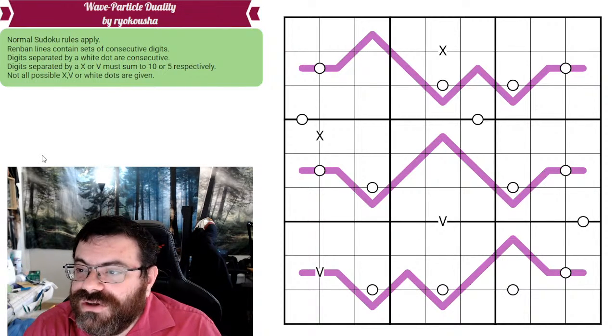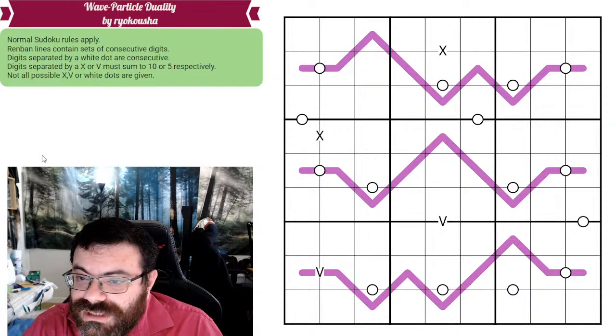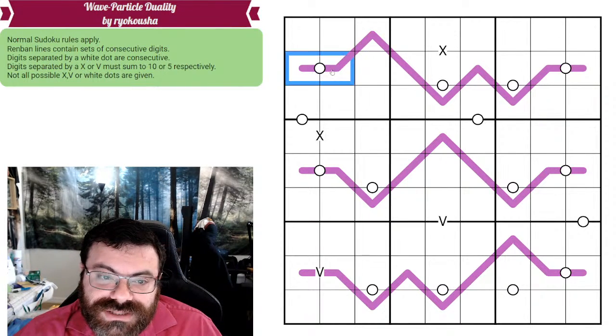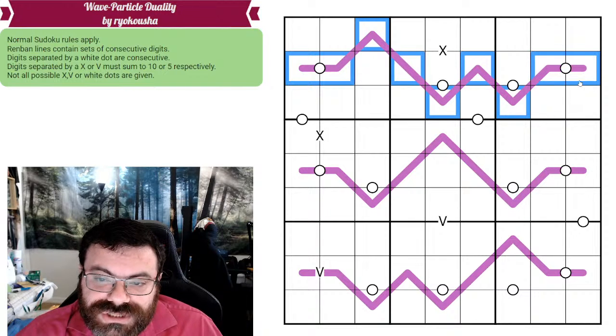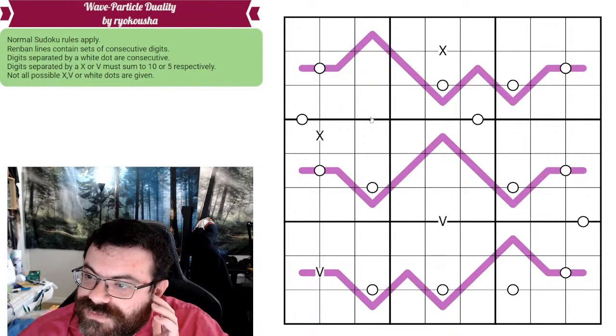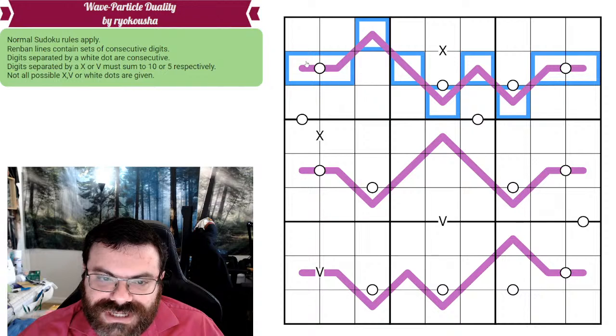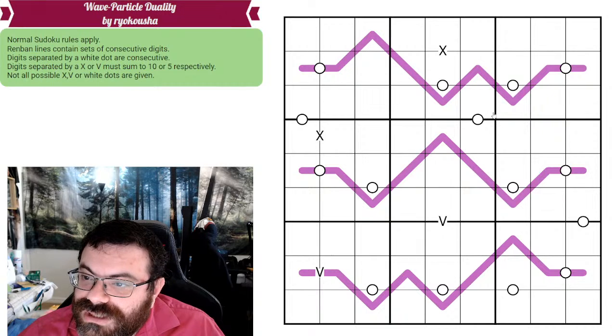This is called Wave Particle Duality by Ryokousha. We have normal Sudoku rules. The purple lines are Renban lines, so they contain consecutive digits in any order. You can't repeat on the Renban lines. So I think in this case they're just extra regions because these are 9 cells long. 1, 2, 3, 4, 5, 6, 7, 8, 9. So you can think about these as they must contain the digits 1 through 9 in some order.